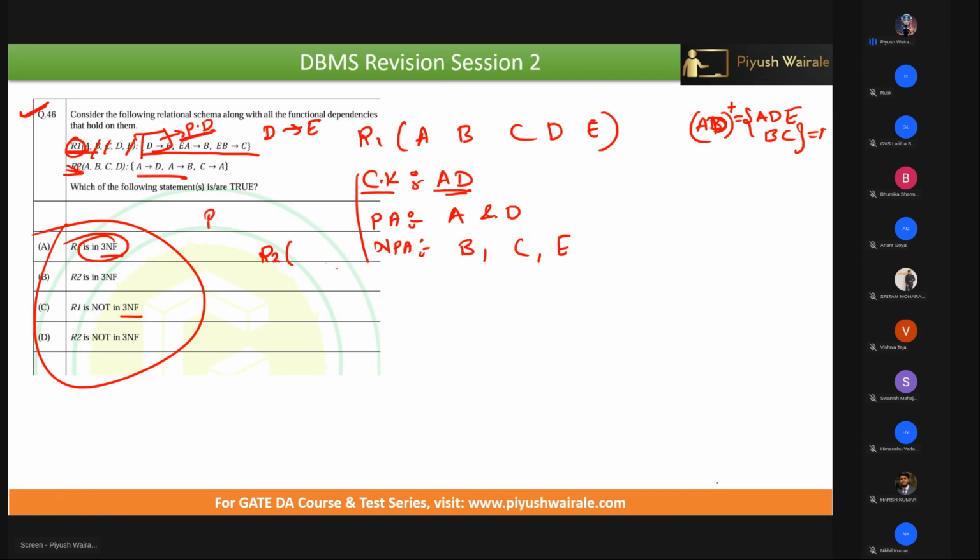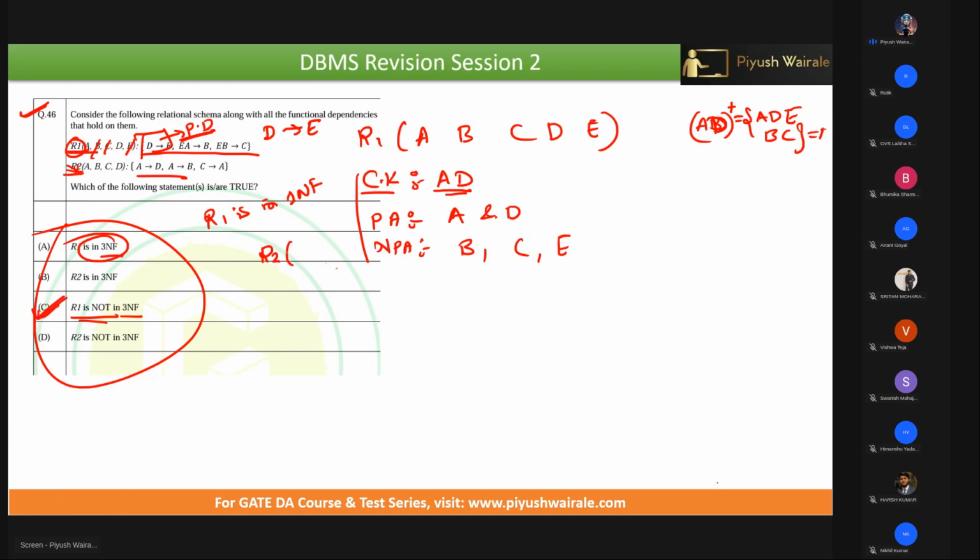Okay, so R1 is in 1NF only. R1 is in 1NF. That's it. So it is not in 2NF, not in 3NF. Okay, so R1 is not in 3NF, that is correct. We are saying R1 is not in 3NF, it is in 1NF only. So option C is correct.